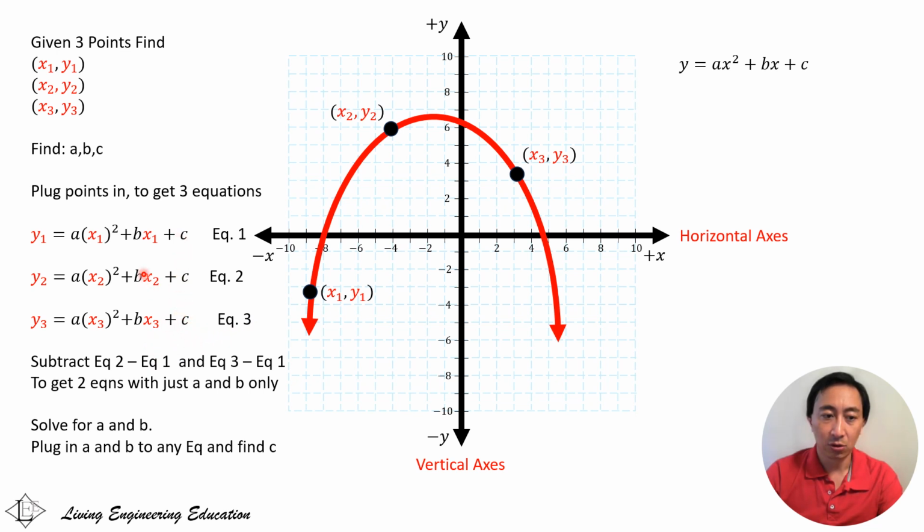Once you do that, you're going to be left with only the unknowns A and B in this new set of 2 equations. Then you can solve for A and B. I'll walk through that process. It's basic algebra. Once you find A and B, you can plug it into either equation 1, 2, or 3, and then you can solve for the last unknown, C. So we'll walk through an example problem with this exact process. We'll start off with a very basic one to show you how this is done.